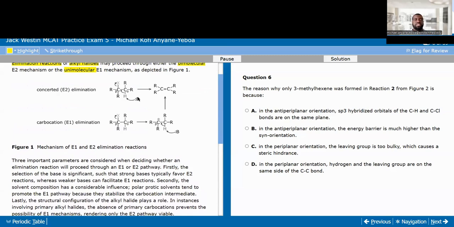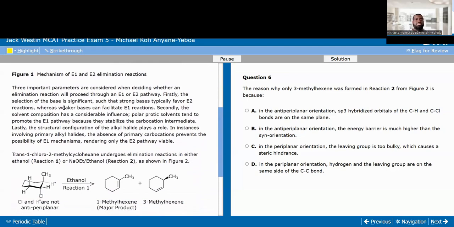This is the E2 elimination. You need a base to attack first, which attacks one of the protons on the adjacent carbon. Then the electrons left behind form the double bond at the carbon that has the halide connected to it, and it forms an alkene. In E1, it is the opposite. The halide, the leaving group, goes first before the double bond is formed.